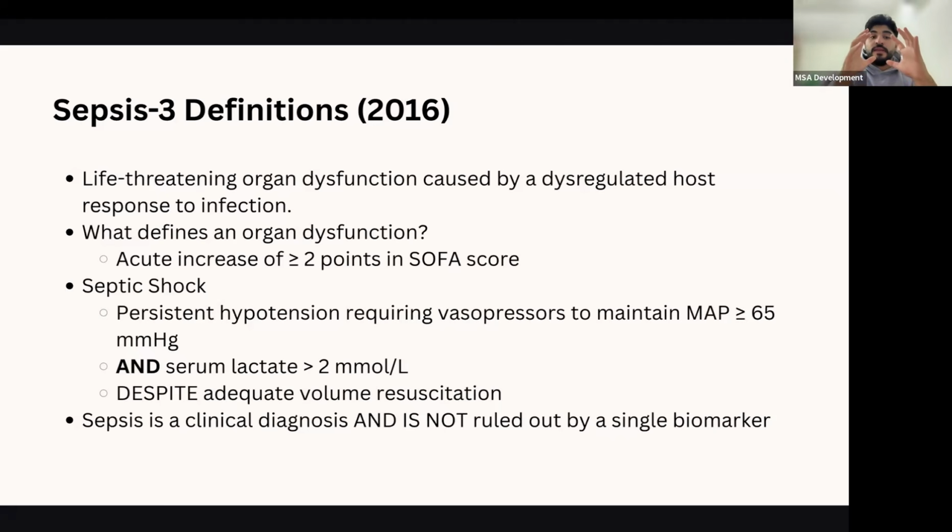This is the clinical way a patient is going to present with septic shock. So persistent hypotension, no matter what you give them, even all the vasopressors you give, serum lactate is going to be elevated, and no matter how much volume resuscitation you give them, they always fail to improve. So that's septic shock.